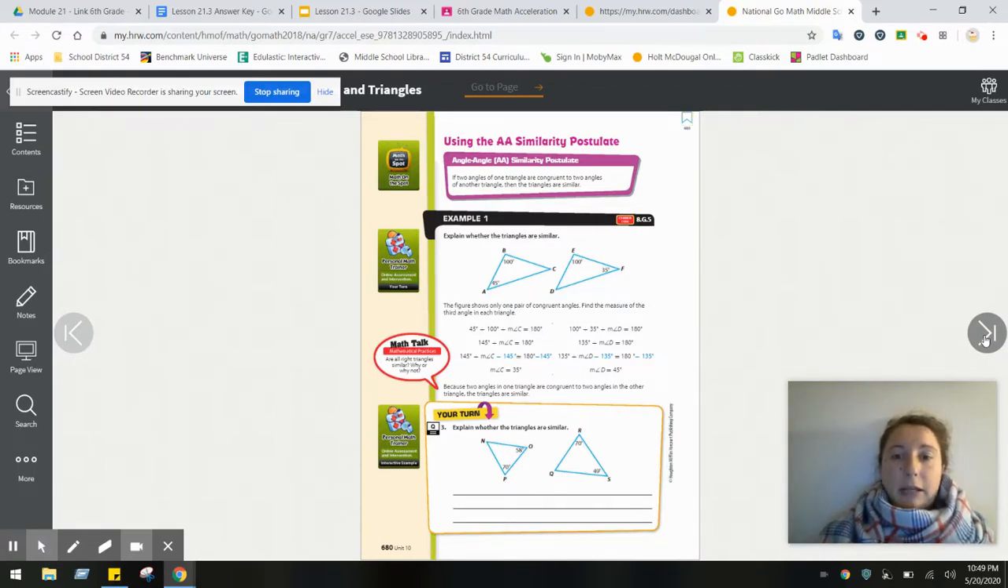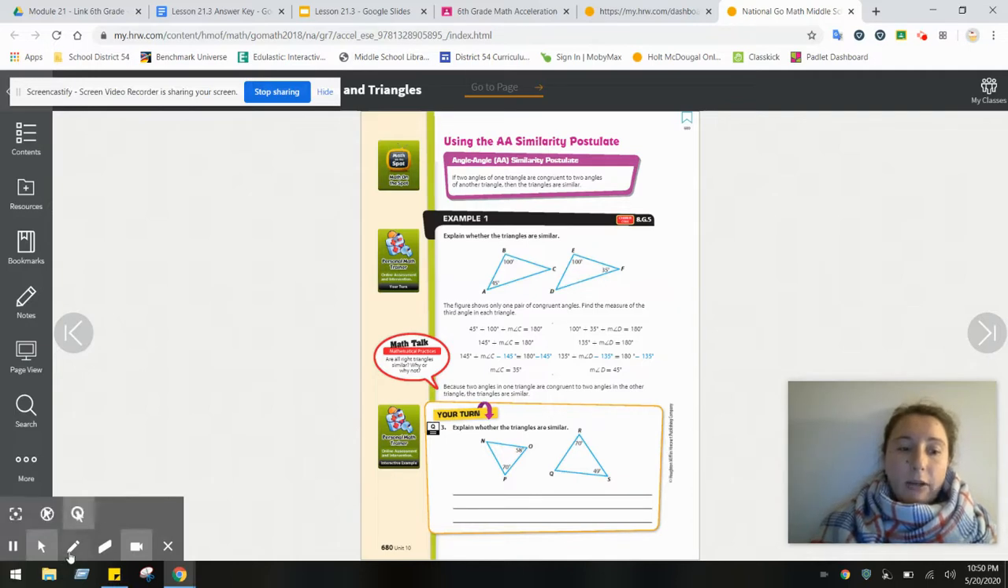The angle-angle similarity postulate states that if two angles of one triangle are congruent to two angles of another triangle, then we can call those triangles similar. So, in this case, for example 1, explain whether the triangles are similar. We're looking for two angles that are congruent in both triangles.